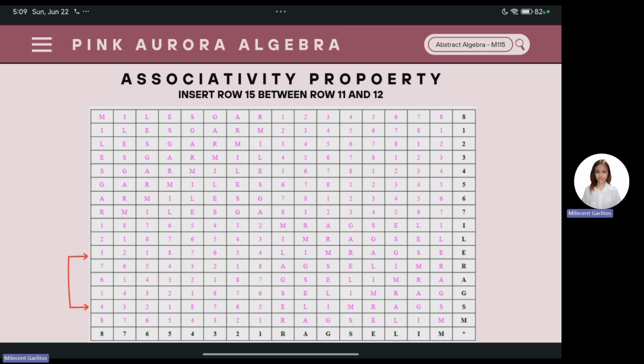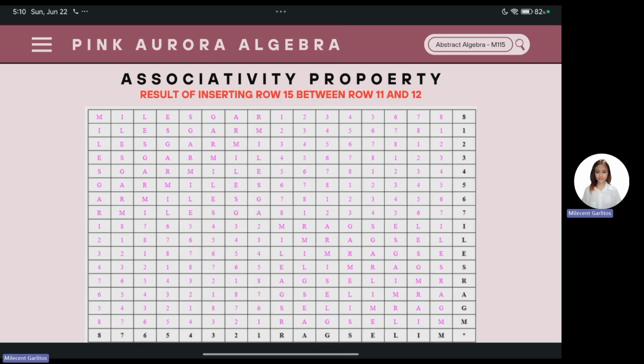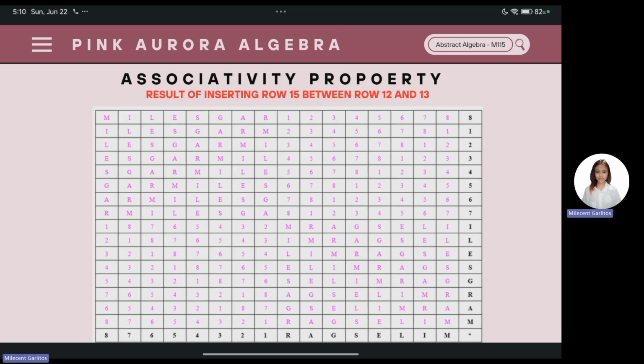Next is to insert row 15 between row 11 and 12. And this is the result of inserting row 15 between row 11 and 12. After that is to insert row 15 between row 12 and 13. This is the result of inserting row 15 between row 12 and 13.